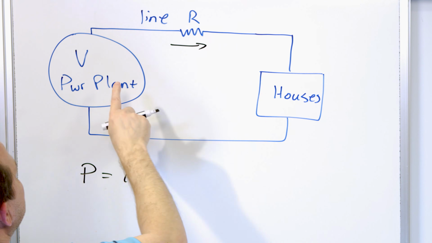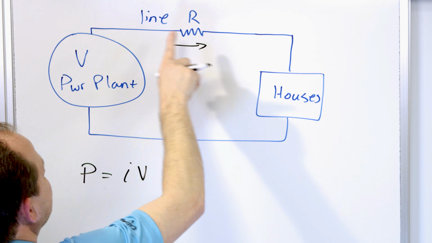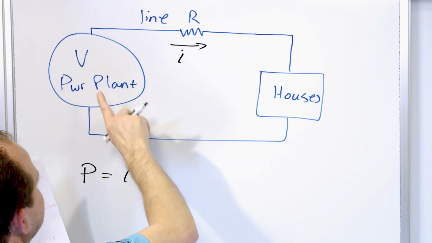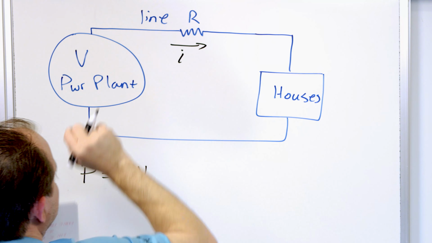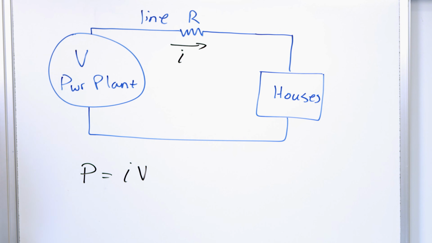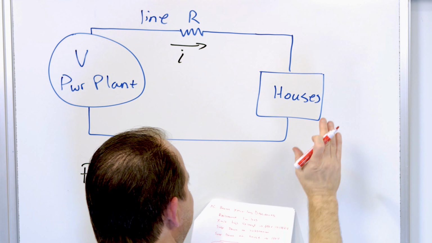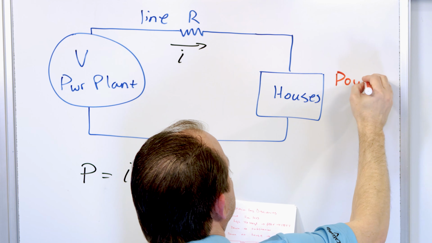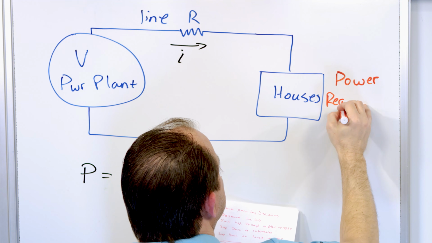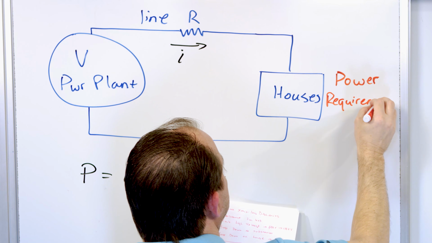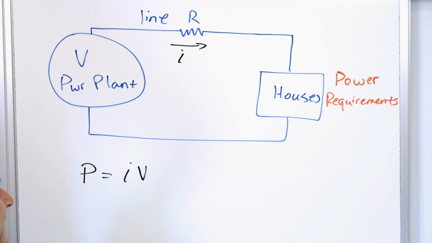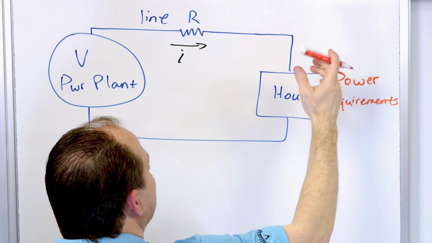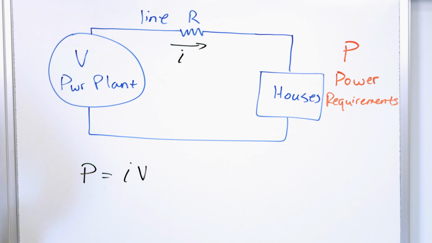And of course, there's some current here, but remember, this is AC, so it's all oscillating. It's not just flowing one direction, it's back and forth, back and forth, just like we said before. Now this power here is basically the power demands, so I'll put power requirements of whatever neighborhood. You might need a megawatt or a few 100,000 watts of power for a whole neighborhood down here, but this is the power P that I'm talking about right here.